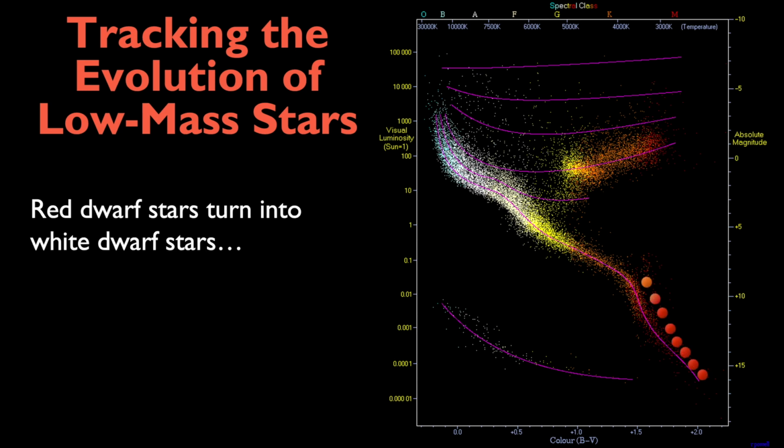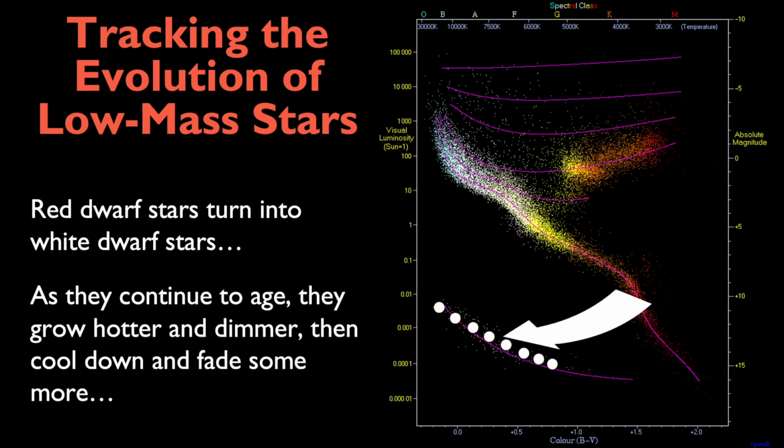Once they've used up all of their hydrogen, they'll appear at the rightmost edge of the main sequence, and from there they'll begin their evolutionary tracks all around the HR diagram. These red dwarf stars will grow hotter, but dimmer as they grow smaller and older, and eventually cool down and fade in brightness some more as they become white dwarf stars. And with that, they'll have evolved and reached the end of their lives.